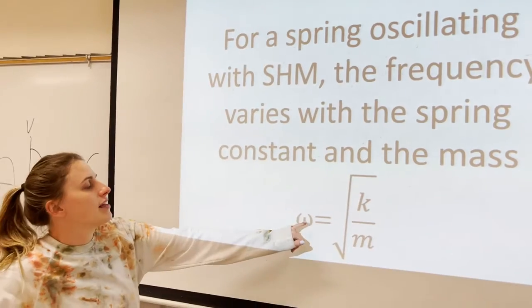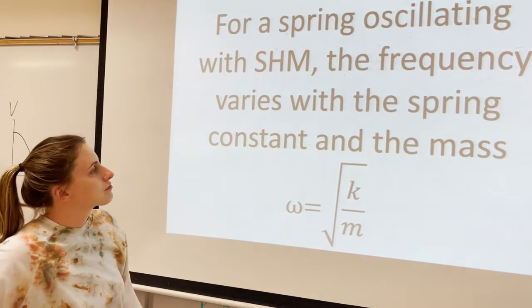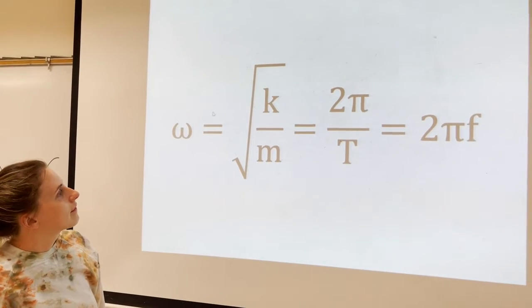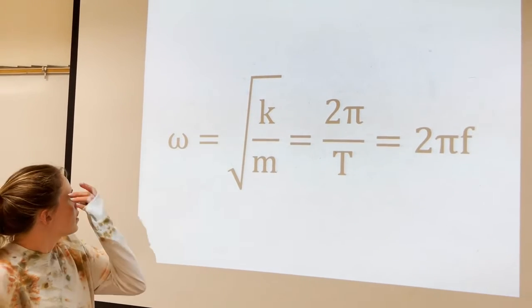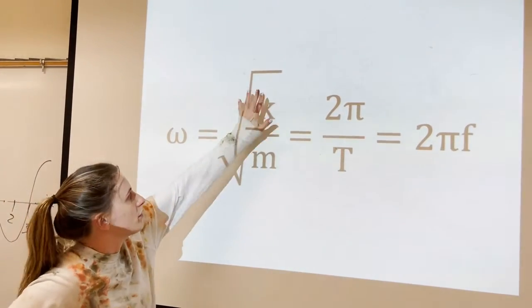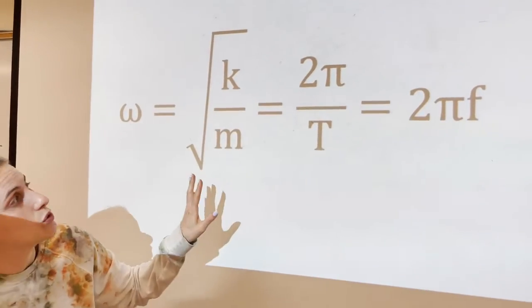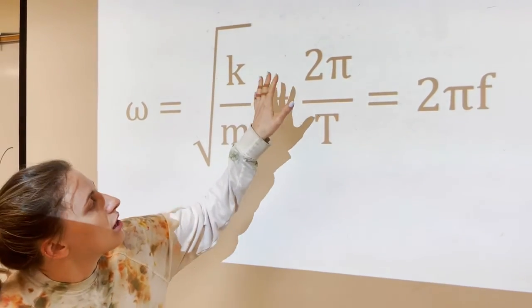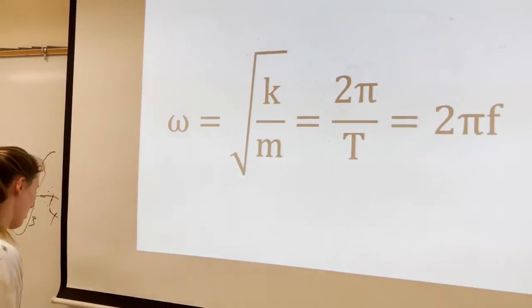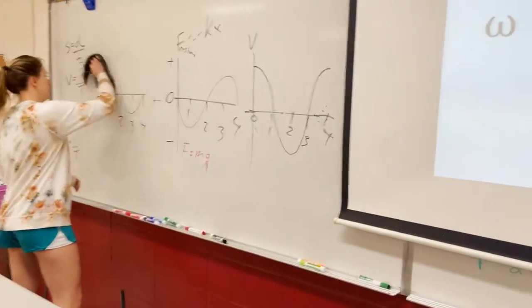I apologize. I said angular velocity, but this is the frequency, angular frequency. It also stands for angular velocity for other things. So here's our angular frequency, which is equal to the square root of our spring constant over the mass, which is also equal to 2 pi over T, which is the same thing as 2 pi times f. I'm going to erase this book and write those on the board because they're going to be helpful for us.